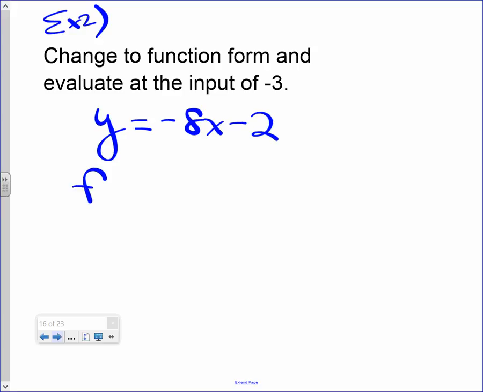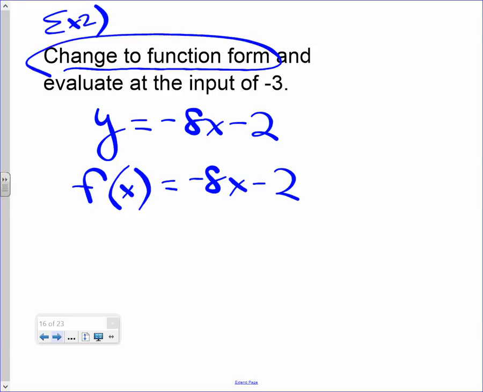F of. So wait, let's first do it in its function form. So f of x equals, hit it. -8x minus 2. Okay, so that first move right here is changing it to function form. That's that first part. Now that's where you're headed too, Esquivel.